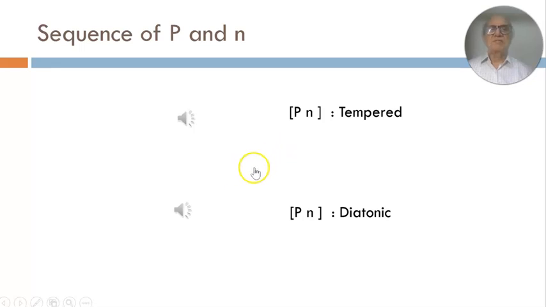So in this session, we have seen how the 22 Shrutis evolved and what is the difference in terms of audio and in terms of graph. And that's all in this session.